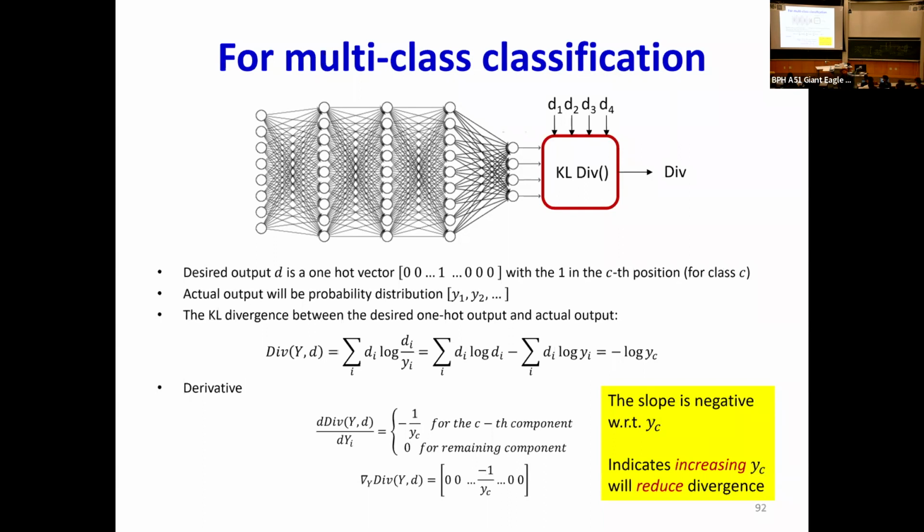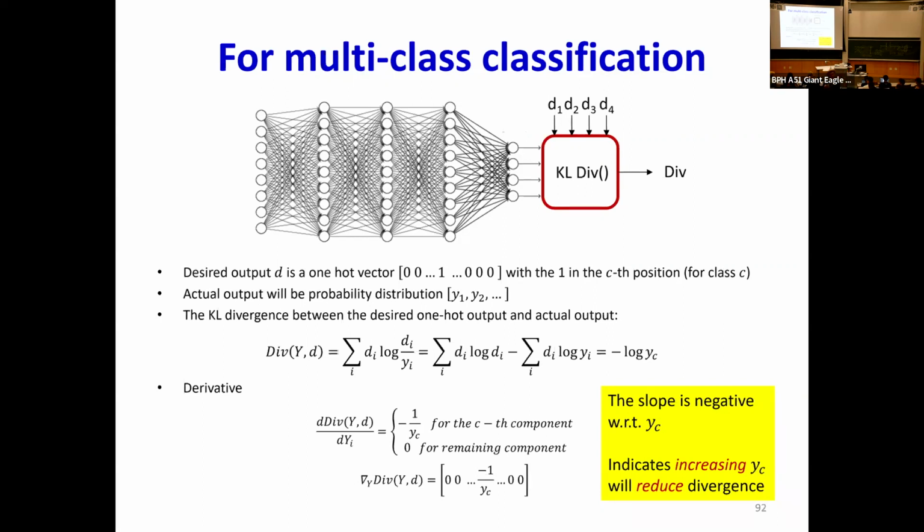And if the probability computed for the correct class is 0 by the network, what is this becoming? Infinity, right? So it's non-negative. It's 0 when the desired and actual outputs are identical, and it's sort of related to the gap. So it makes sense.